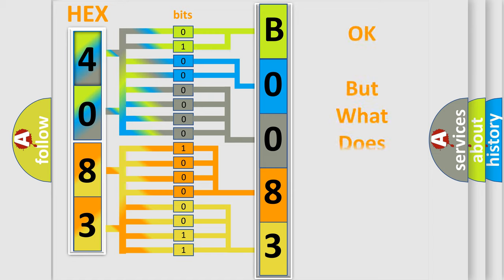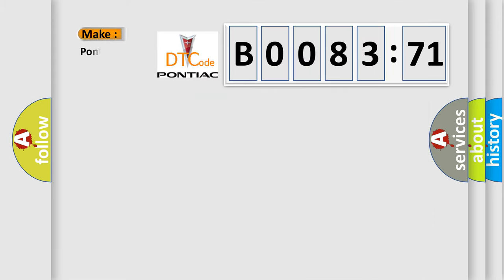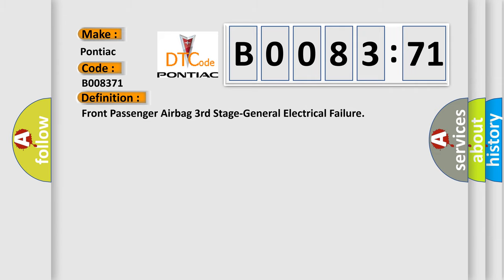The number itself does not make sense to us if we cannot assign information to what it actually expresses. So, what does the diagnostic trouble code B0083-71 interpret specifically for Pontiac car manufacturers? The basic definition is: front passenger airbag third stage general electrical failure. And now this is a short description of this DTC code.